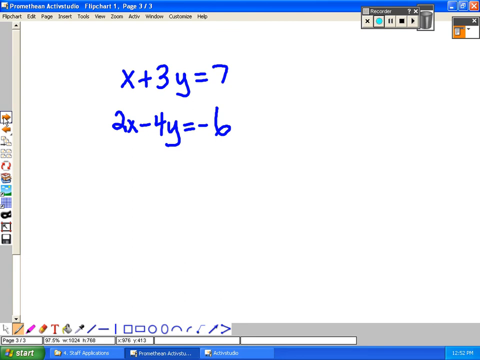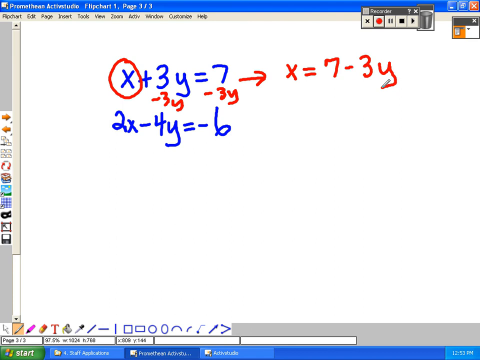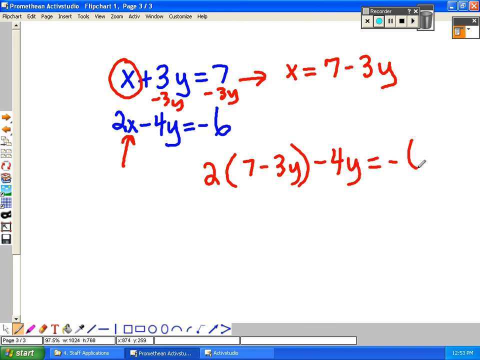Number 6, again, I'm going to go ahead and solve this one for this x because there's no number on it. So this one will become, when I subtract 3y on both sides, x equals 7 minus 3y. Now again, guys, remember, you can use elimination on the test or on any quiz. We just hadn't known elimination at this point. So now I have 7 minus 3y. I'm going to go ahead and substitute that in for x in the other equation. So instead of 2 times x, I have 2 times 7 minus 3y minus 4y is equal to negative 6. I'm going to solve this now.